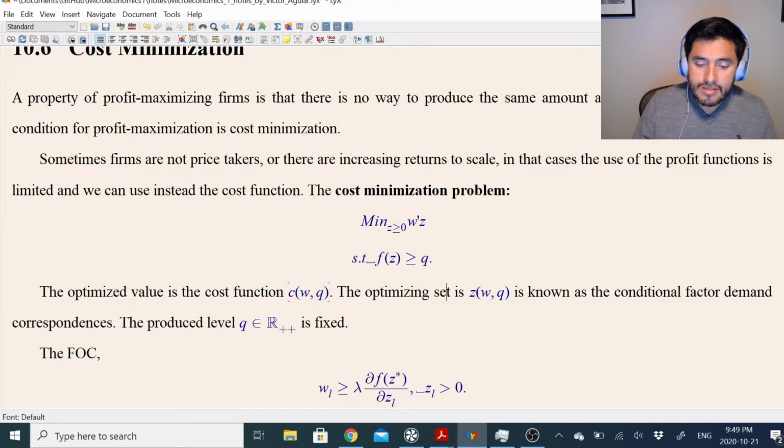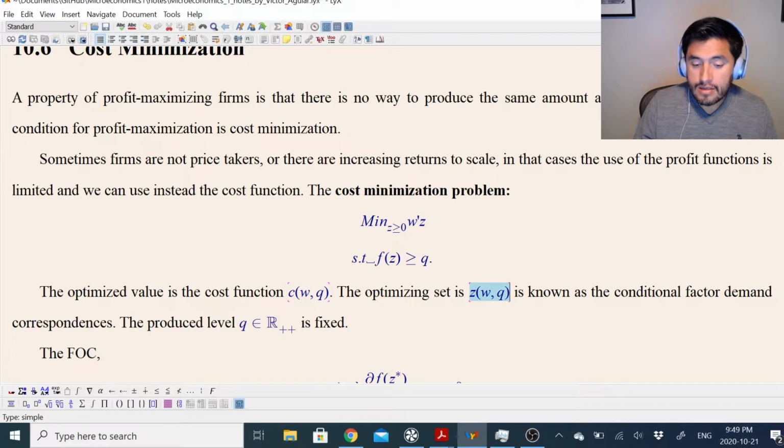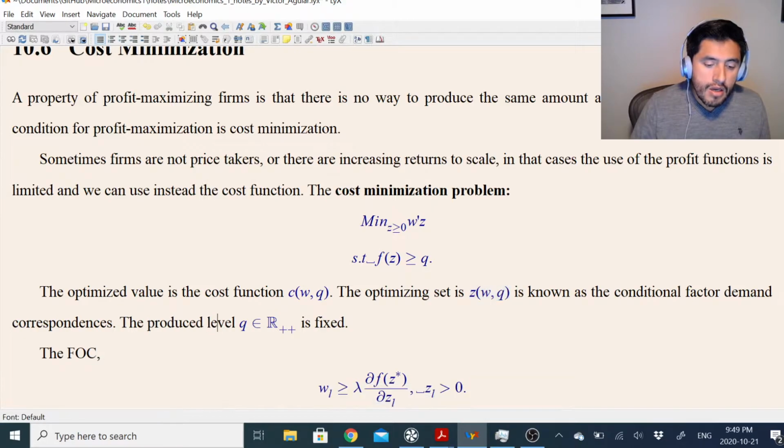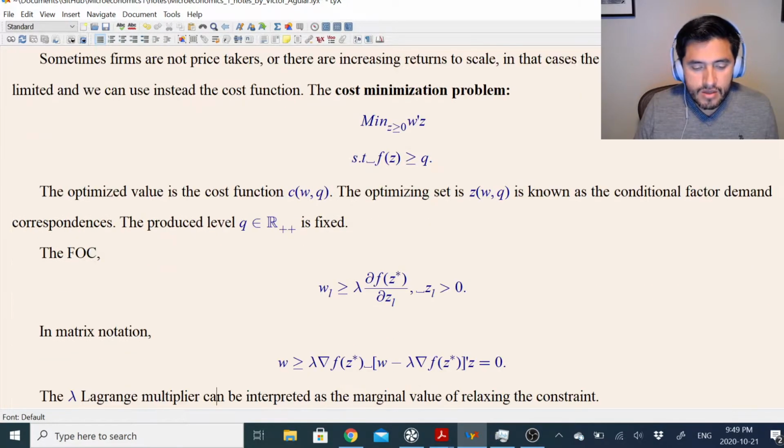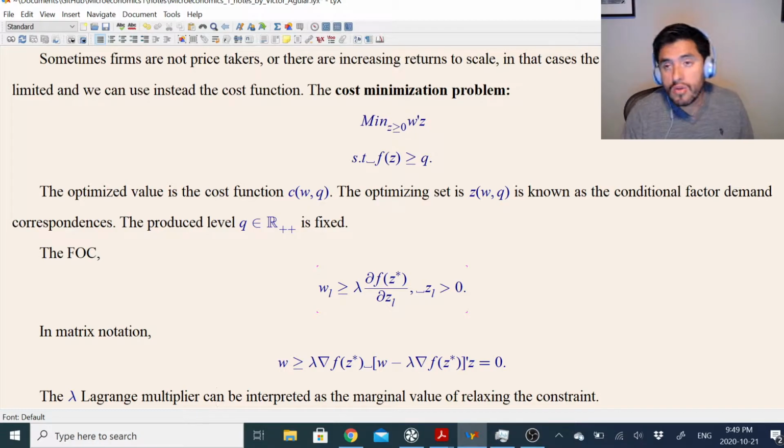Now the optimizing set is basically this demand function, which is a function of the prices of inputs and the Q level. And this is called the conditional factor demand correspondence. So it's the demand for factors or inputs, okay? Now, the output level is going to be assumed, as always, by definition, a positive quantity. It's going to be assumed strictly positive and fixed. For all this chapter, Q is fixed. Now, first order conditions allowing for corner solutions are known at this stage.